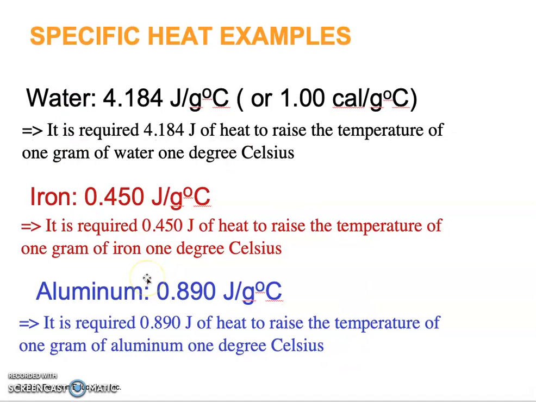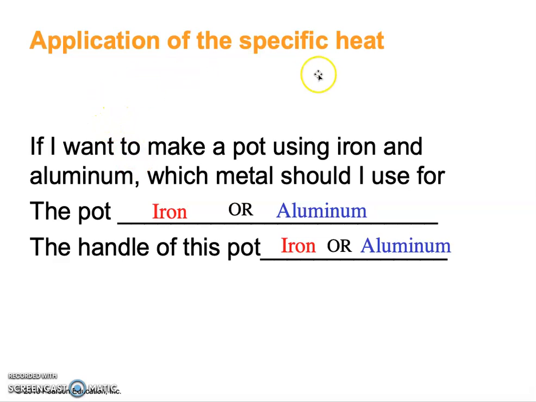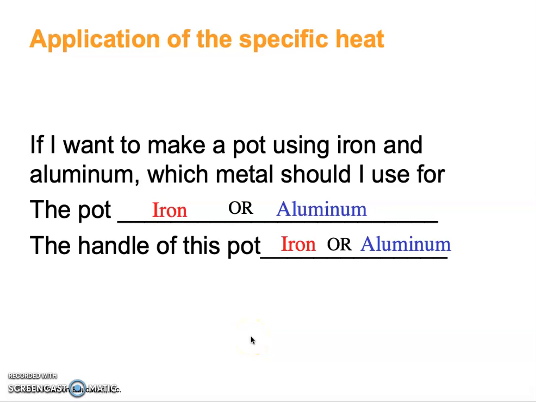Now for aluminum, the specific heat is 0.890. It's more than iron. That means it requires more heat to raise the temperature of the same mass by the same degree, like 1 degree Celsius. Here is a question for you on the application of specific heat: if I want to make a pot using iron and aluminum, which metal should I use for the pot? Iron or aluminum? Which metal should I use for the handle of this pot, iron or aluminum? I leave it to you, and you tell me the answer when I meet you in class next time.